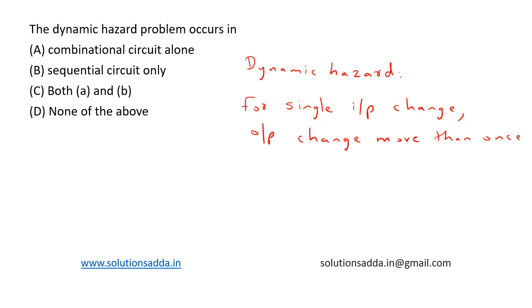Now, in combinational circuits, the delay in the logic gates such as NAND or NOT can cause this hazard. And in sequential circuits, delay by flip-flops can cause this hazard. So both combinational circuit as well as sequential circuit have this problem of dynamic hazard. So option C, both A and B, is the correct answer here.